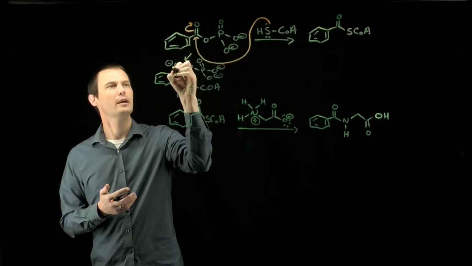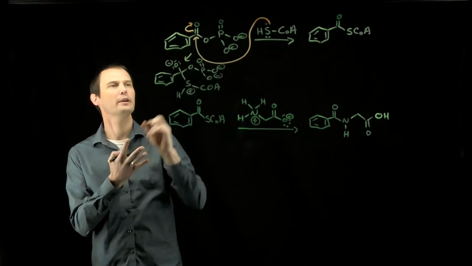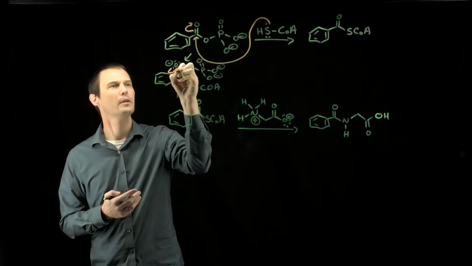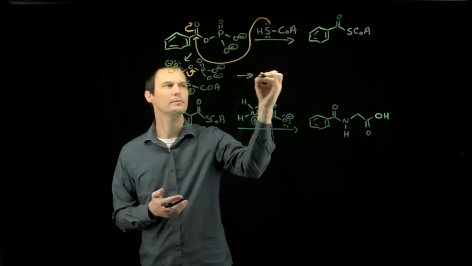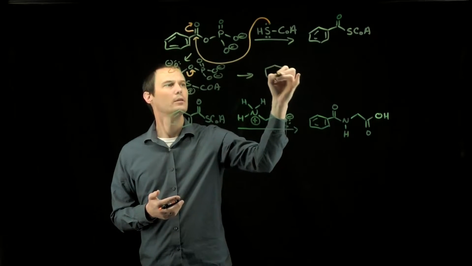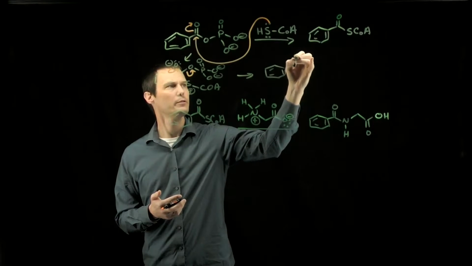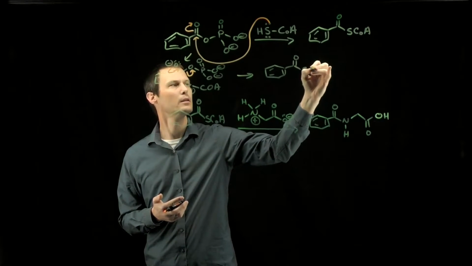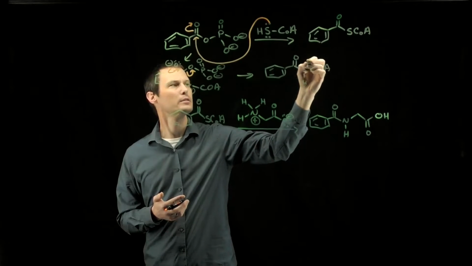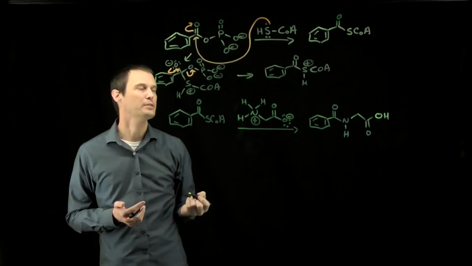The oxygen can use a lone pair of electrons to reform the carbonyl, and we can kick out our good leaving group to form another intermediate where we reform the carbonyl, and we have our carbon-sulfur bond, but sulfur still has an extra proton and a positive charge.